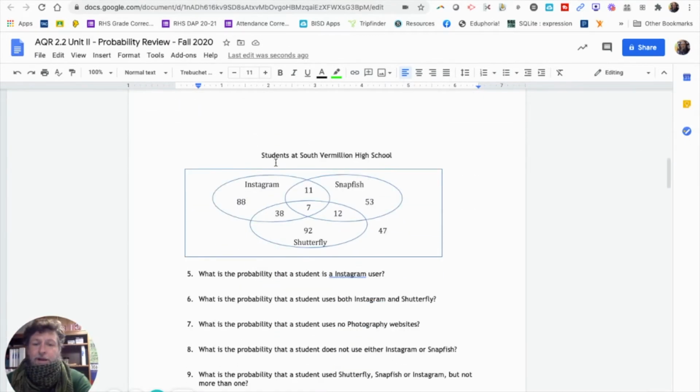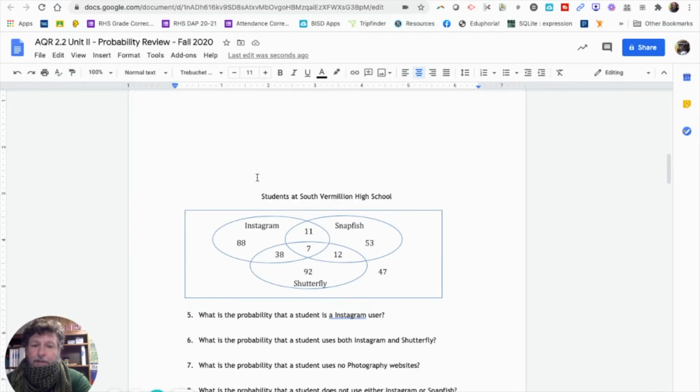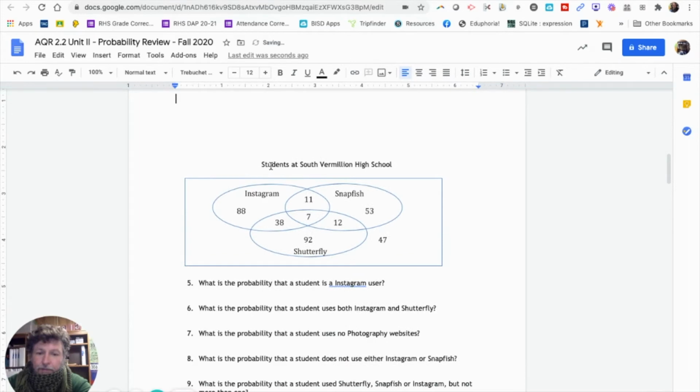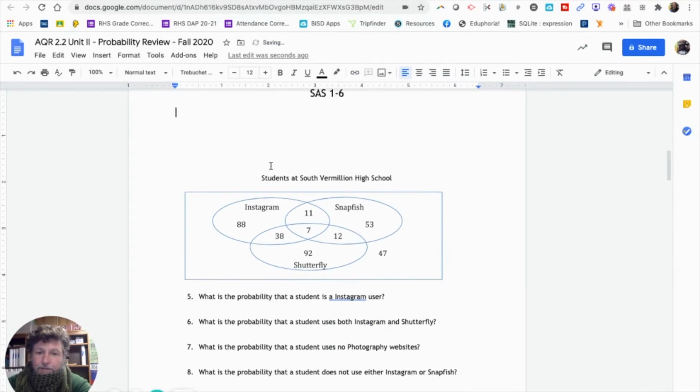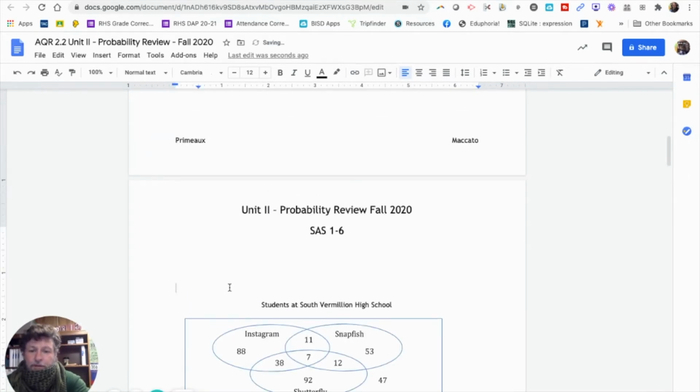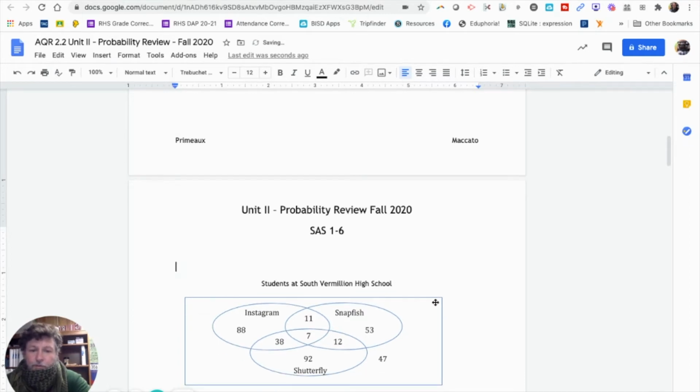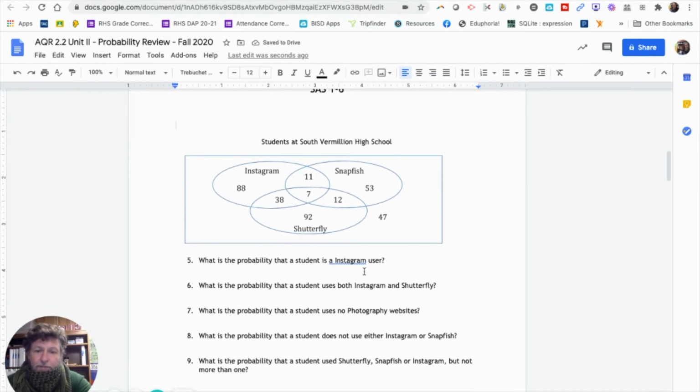Students at South Vermillion High School, this is my alma mater. We're talking about students that use different internet programs to make their prints for their photos. We have a Venn diagram explaining this. What is the probability the student is an Instagram user? Okay, the probability of an Instagram user is anything inside the circle. So all we have to do is find out how many people are in this Instagram circle, and we put it over the total number of people there.